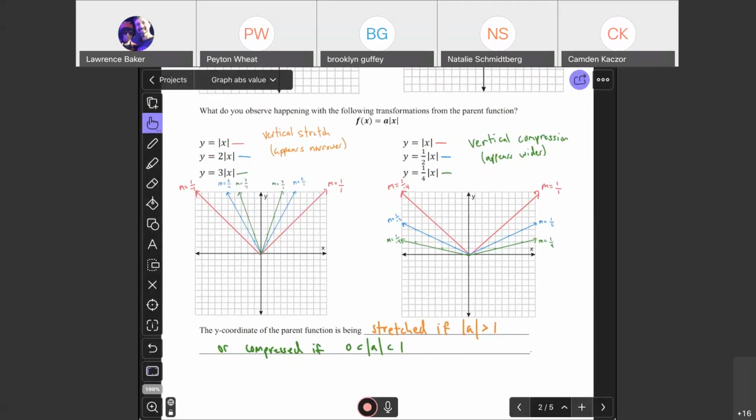I don't know why my camera turned off. Anything about the stretching and compressing that's blowing your minds at the moment?